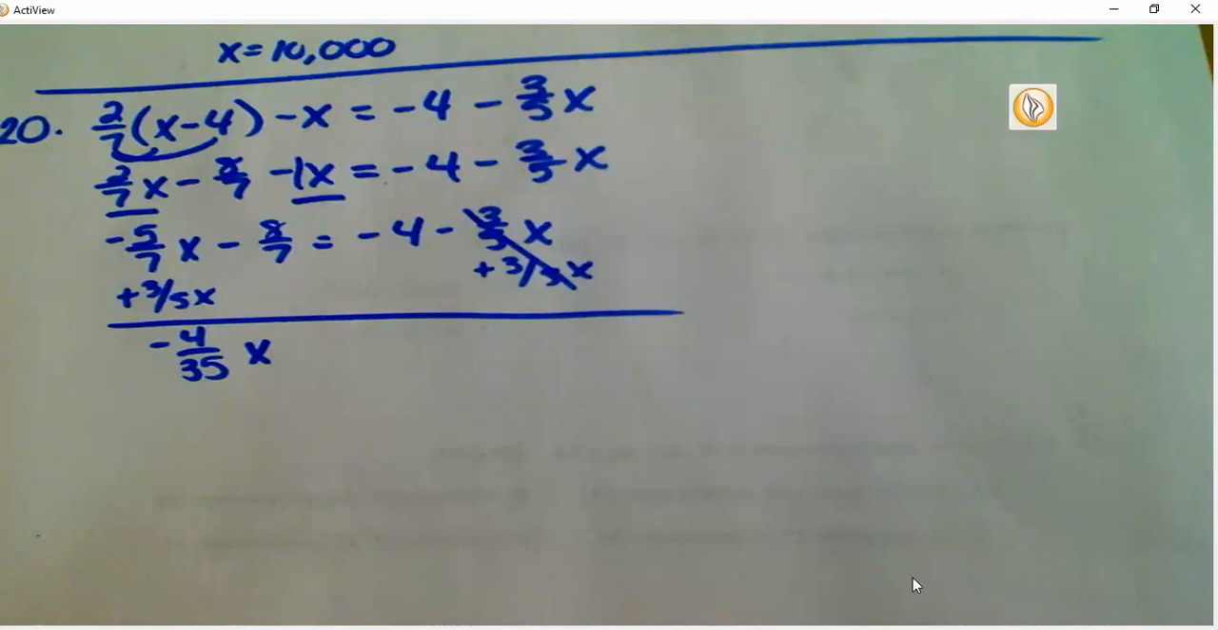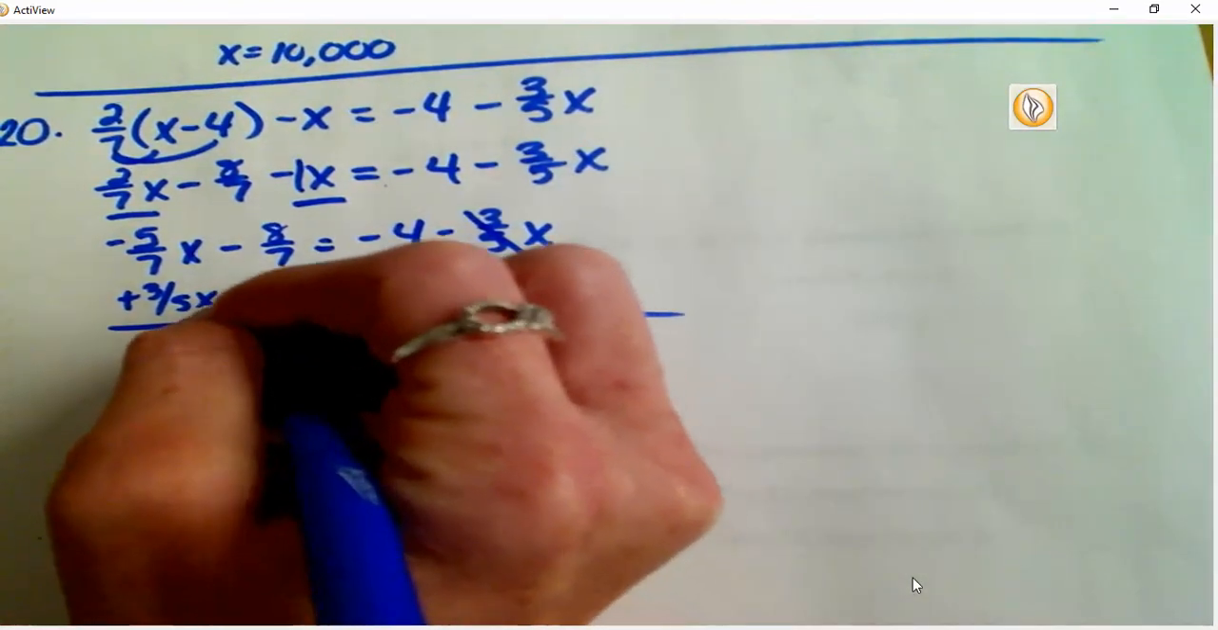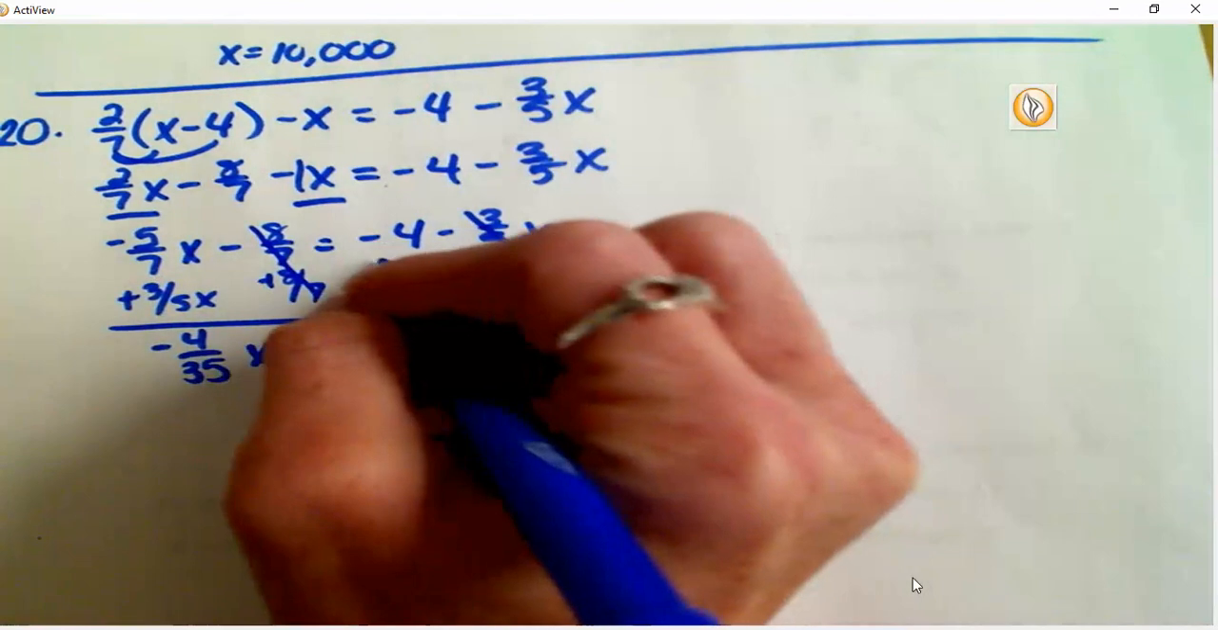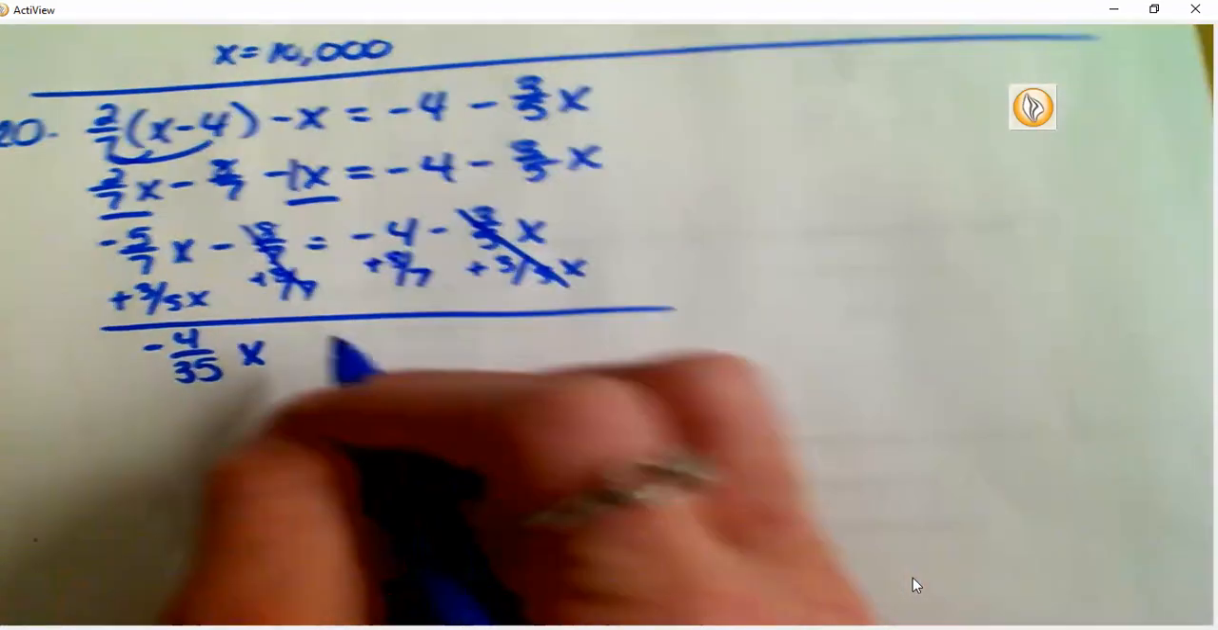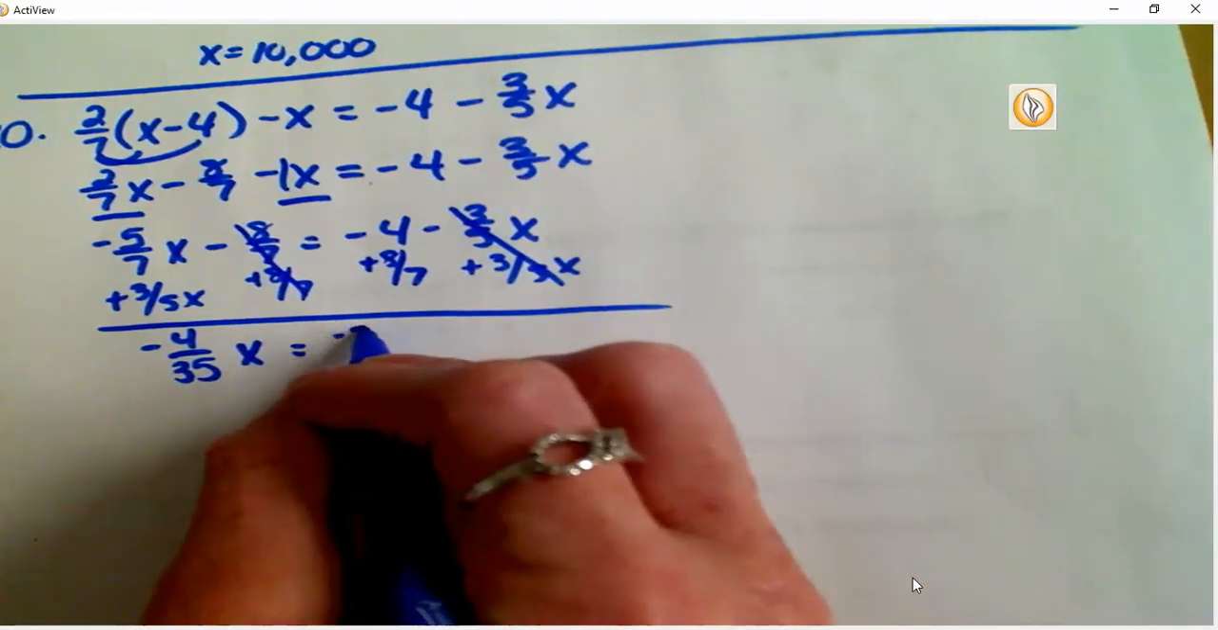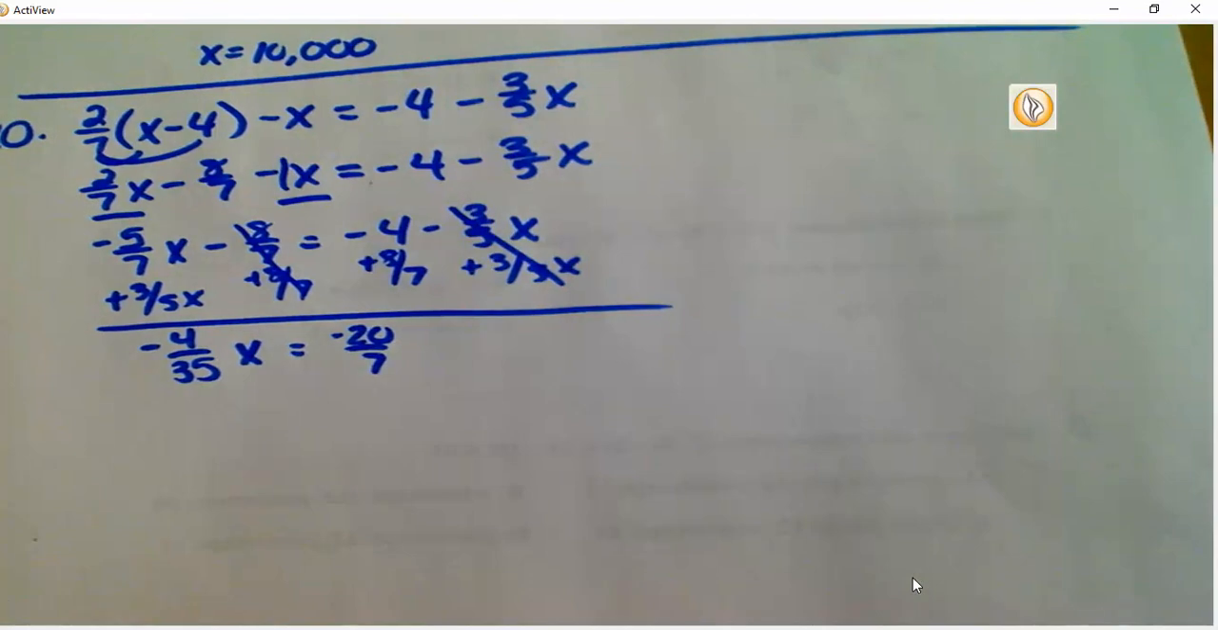You guys double checking me, or do you just believe everything I say? That's what I'm getting. Add over our 8/7, and that would give me a negative 20/7.